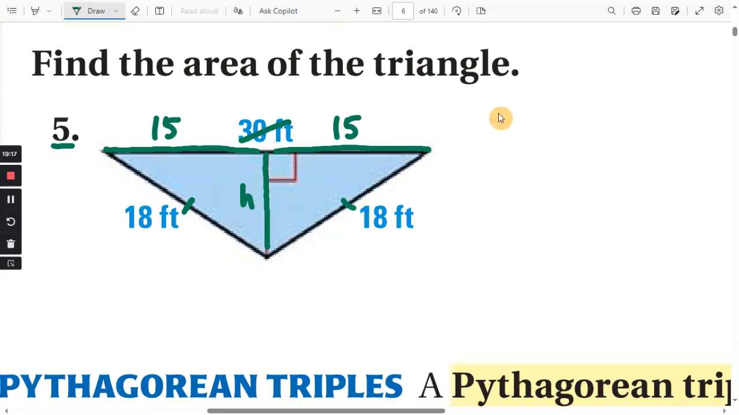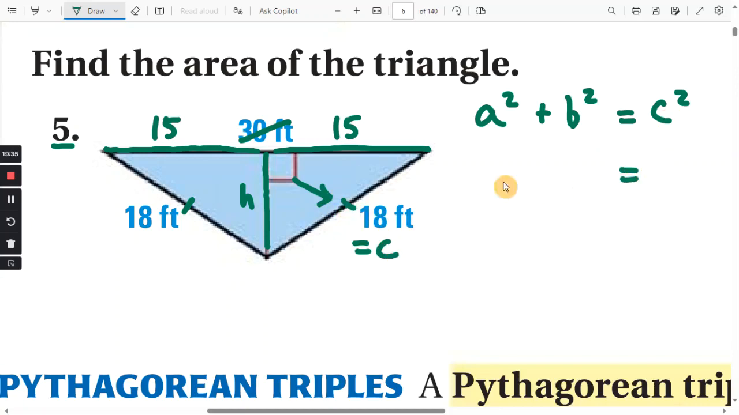All right, so use a squared plus b squared equals c squared. Across from the right angle, that's always c. That's 18. So c squared is 18 squared. A and B, it doesn't matter. So I will let this equal A. That's going to be your height h. I will let this equal B. I am only working with half this triangle on the right-hand side, not this one. A squared is h squared. And b squared is 15 squared.